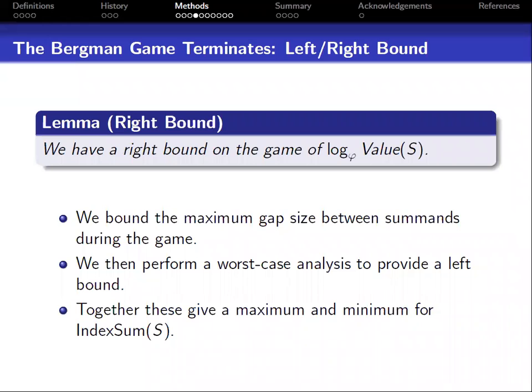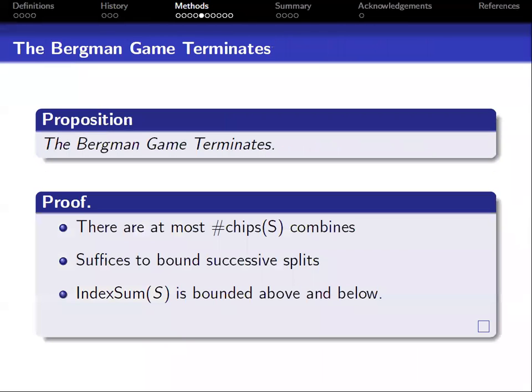And so because of that, you can bound the maximum gap size during the entire game and perform a worst case analysis. Place a 1 at the rightmost bound, go as far as you can before having another 1, go as far as you can, go as far as you can. It's beautiful in a way. However, it is very, very not optimal. So this gives a maximum and minimum for the index sum. And with this, you can prove the Bergman game terminates, but it's really bad.